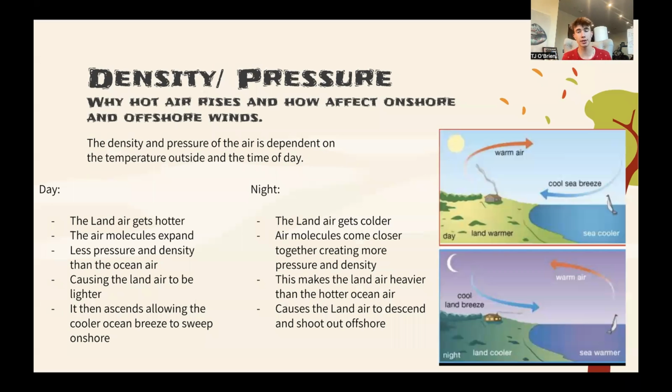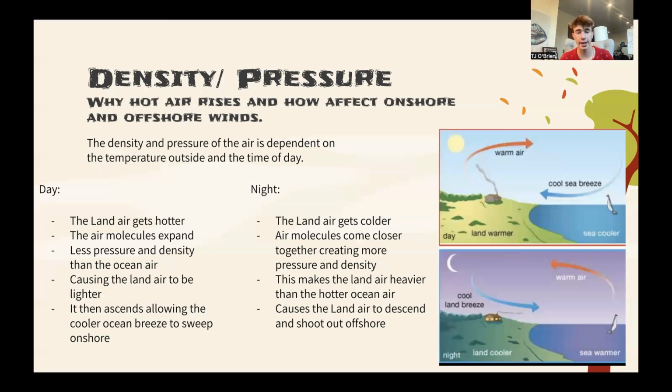This causes the land air to be lighter, and it causes it to rise again, which is why hot air rises. And then it allows the cooler sea air to descend and create this onshore wind, because that air is still warming up. It's still colder, therefore it's denser, more compact. Molecules are more tightly bounded, making it heavier, causing it to descend, creating that onshore wind.